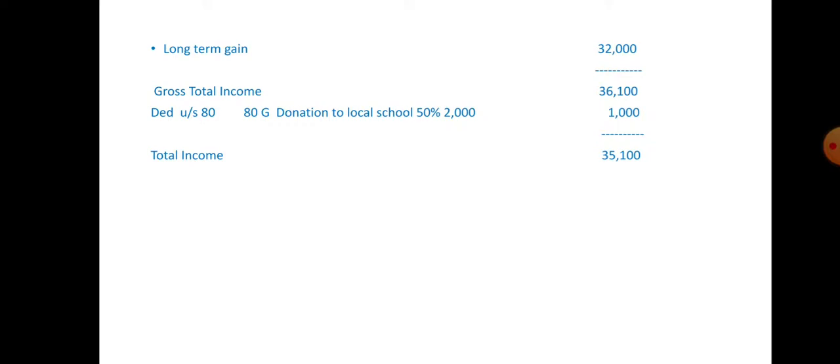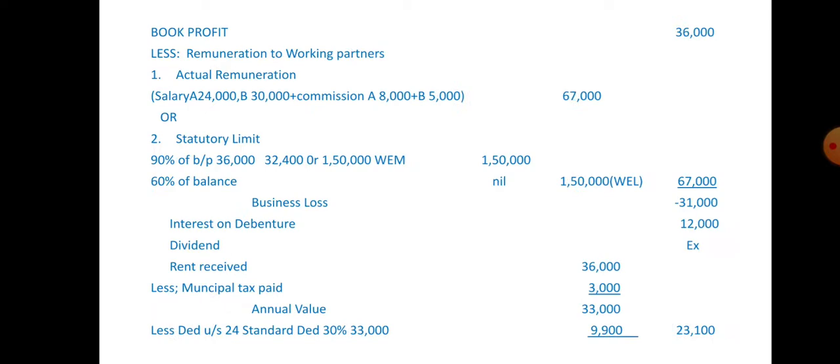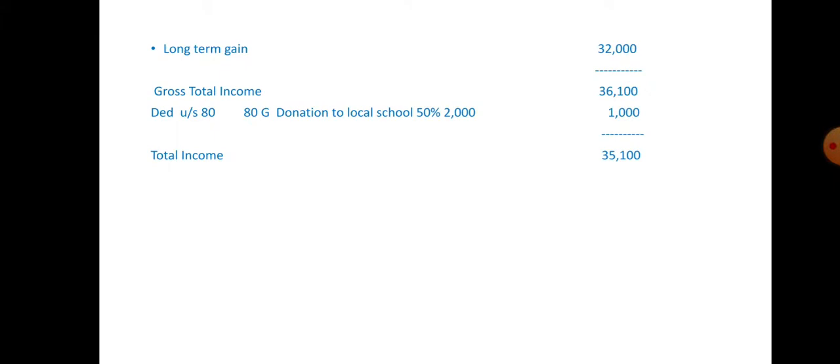36,100. Is it? We'll see once. Yes. 31,000 is the business loss. Okay. Debentures income, that is income from other sources, 12,000. House property income is 23,100 and capital gain is 32,000. So you can go for setting off the business loss from other sources. So you set off the business loss, and the remaining gross total income you get is 36,100.